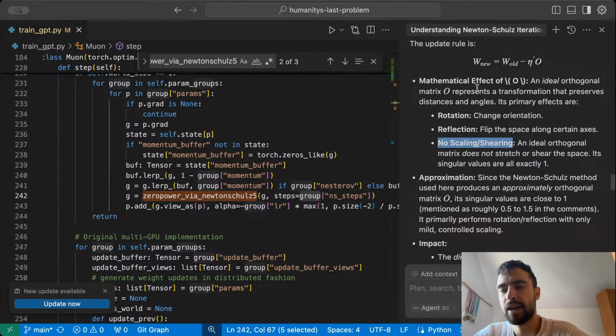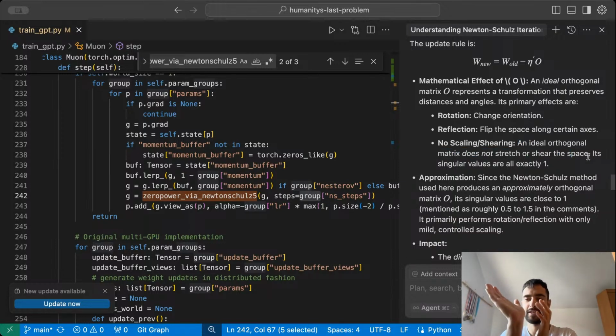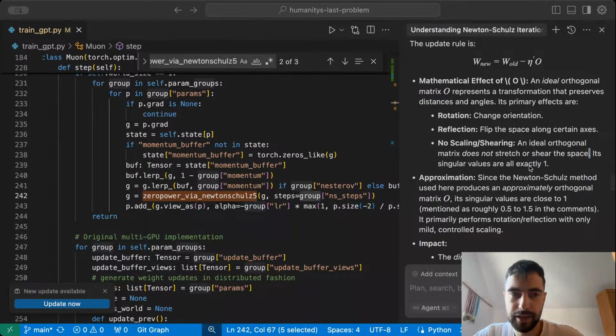Okay, so an orthogonal matrix can rotate and reflect, but not scale. An ideal orthogonal matrix does not stretch or shear the space. So I guess shearing would be like this. If this is a vector from, I don't know. Let me check, okay.